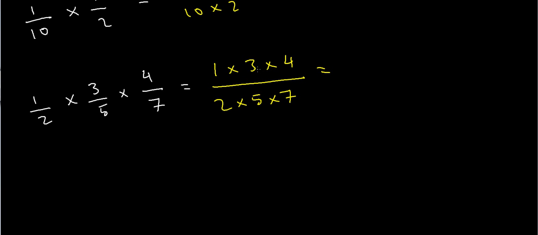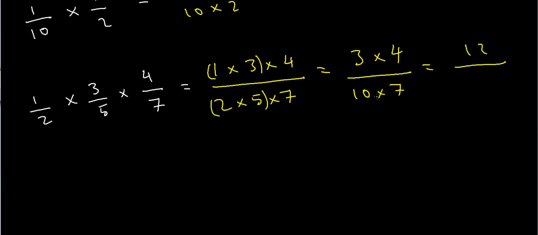Well, let's deal with this bit by bit. We know that 1 times 3 is just 3. So if I put that in brackets, and let's put these in brackets too, 1 times 3 is 3, and I've got a times 4 to deal with later, divided by 2 times 5 times 7. Well, 2 times 5 is 10, times 7. Now if we complete the final stage of multiplication, we've got 3 times 4 on the top, and 3 times 4 is 12. And on the bottom we've got 10 times 7, which is 70.